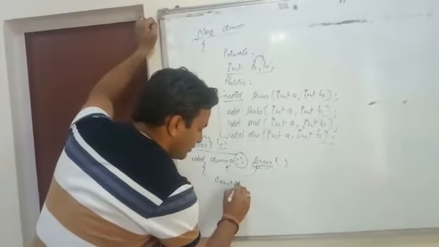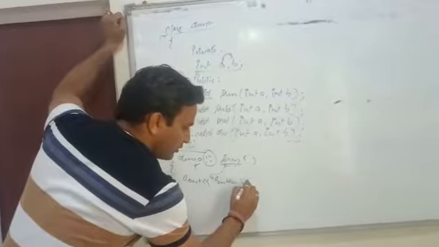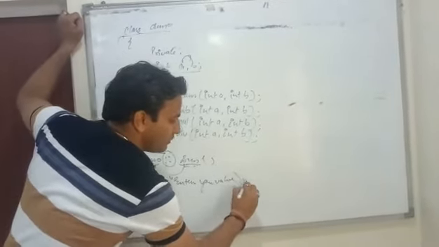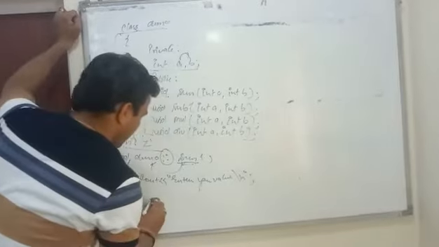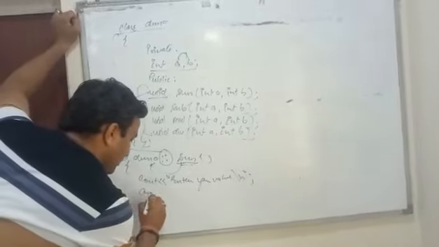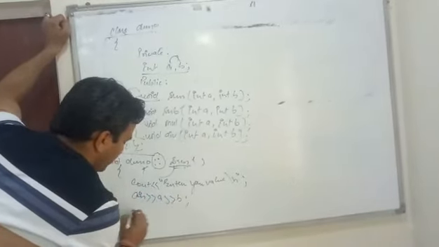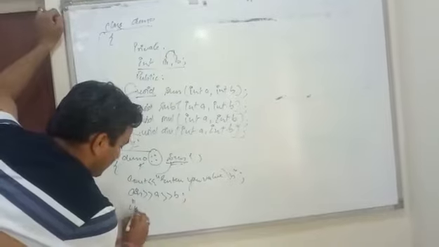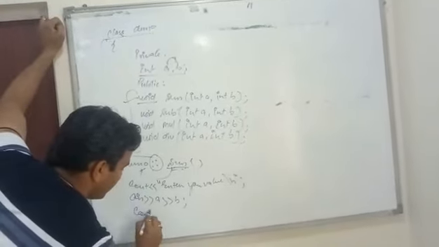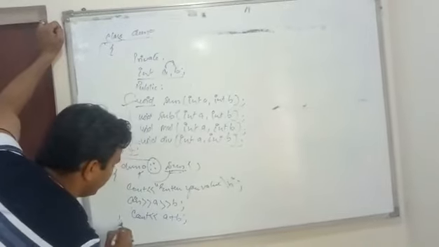cout << "Enter your values." We can use backslash n or endl for next line. cin >> a >> b; int c; cout << a + b.